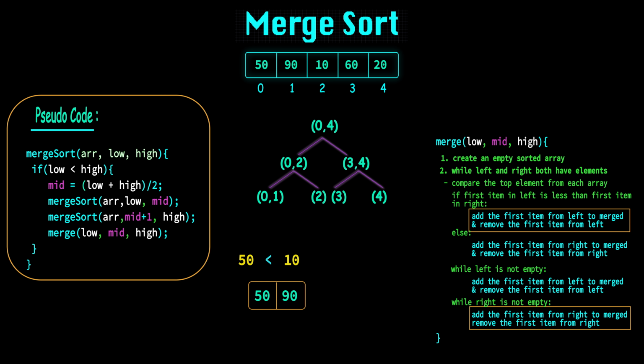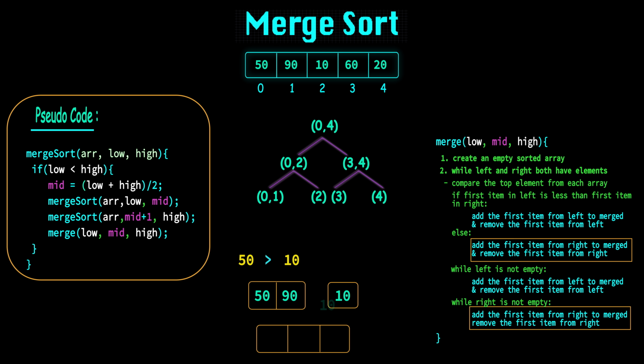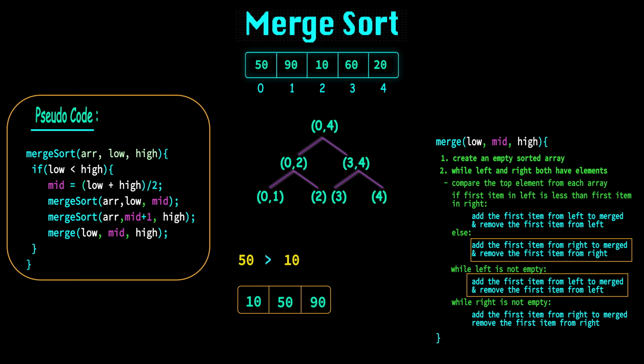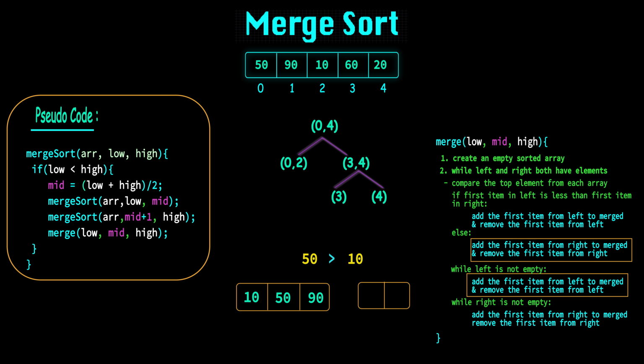So now we have the new sorted subarray with 50 and 90, and the right-side subarray with one element, that is 10. So the same process continues for these two subarrays: compare and put it in a new sorted array, which you can see here in the visualization. This merge process keeps continuing until we sort all the elements from all the left and right subarrays and finally form a single sorted array. So let's continue the process.